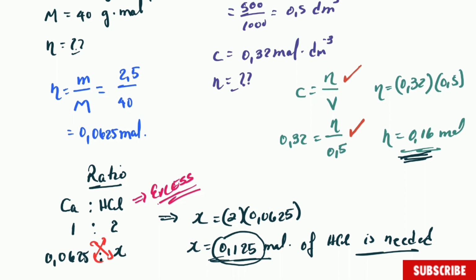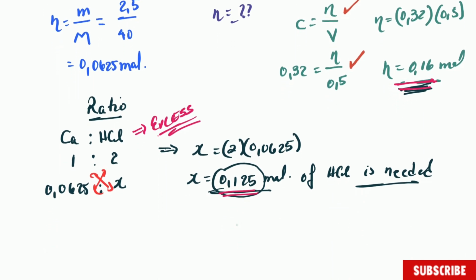Well, we started with 0.16. We need 0.125. How much will be left behind? Well, the starting amount, which is 0.16, minus 0.125, is going to give you the leftovers, and that is going to be 0.035 mole. So this is the amount of hydrochloric acid that is left behind during the reaction, guys. That one is the answer for question A.